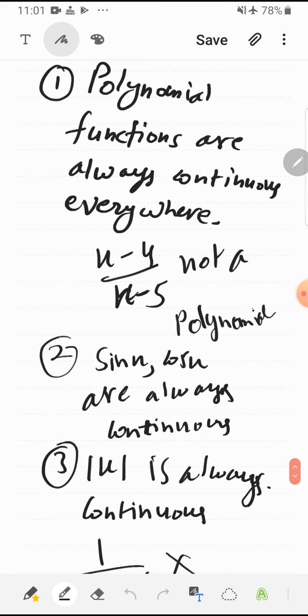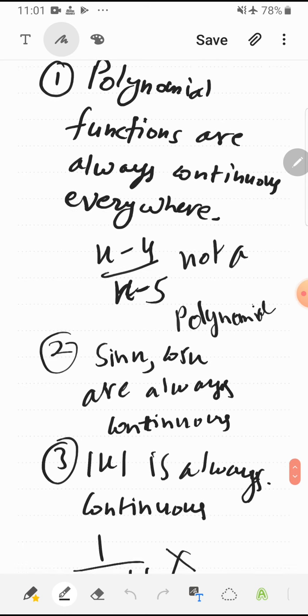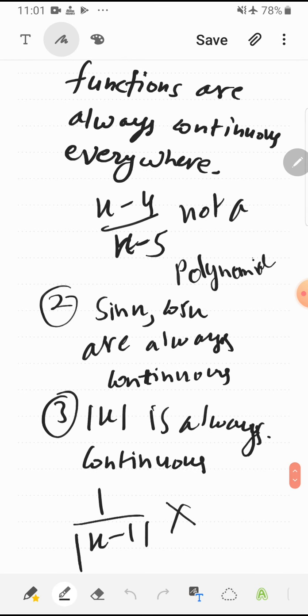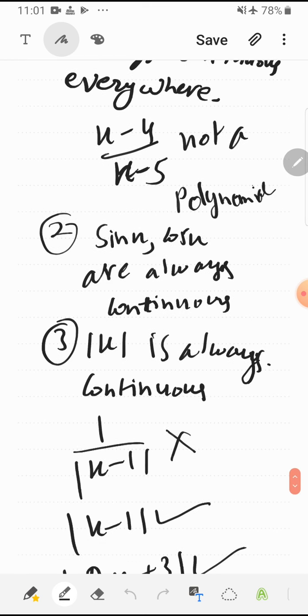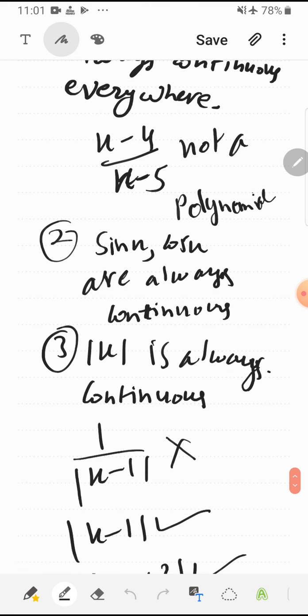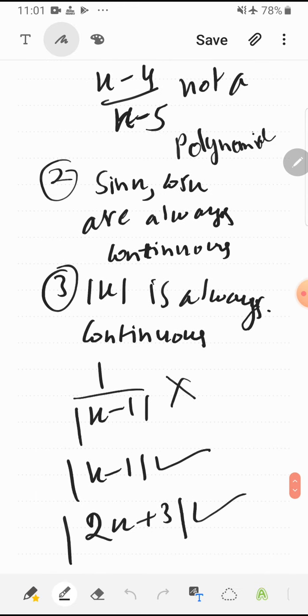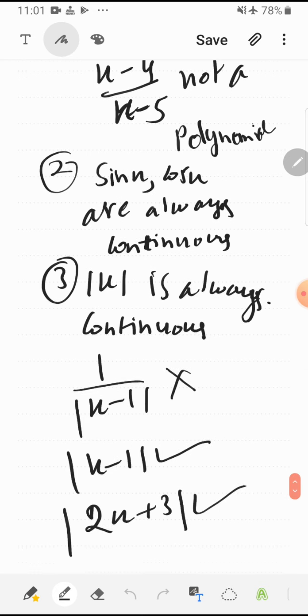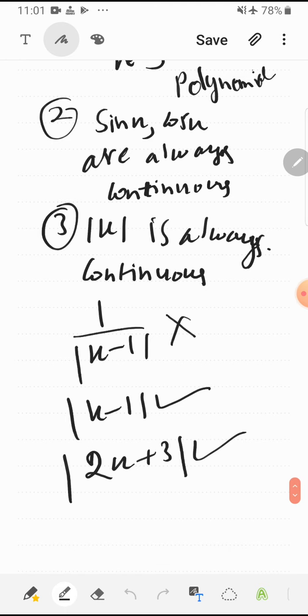But remember, mod x is continuous, but if I am looking at 1 upon mod of x minus 1, clearly it is not defined at x equal to 1, so it is discontinuous. Mod of x minus 1 is continuous, mod of 2x plus 3 is continuous. So we have to be careful that if something is continuous, the denominator should not be 0 and it should be defined. We have to keep that in mind.